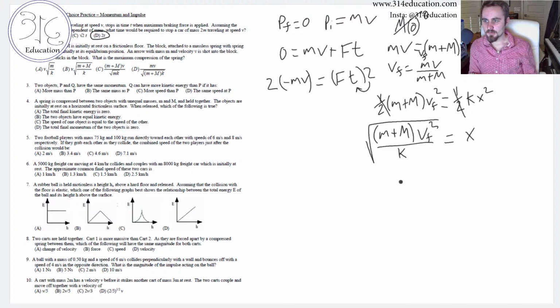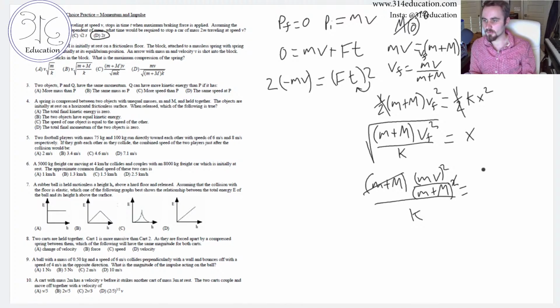And so that's then going to be, inside the square root, little m plus big M times mv over little m plus big M, that's also squared. And then this is all over k. And so we can cancel this with one of those. We get square root of mv squared on the top, and on the bottom we have k times little m plus big M, all under a square root.